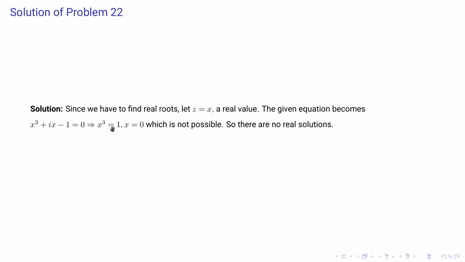Now x cube minus 1 is equal to 0 and x is equal to 0 because we compare real and imaginary parts. So if x is equal to 0, then 0 cannot be equal to 1, and x cube is equal to 1 means x will be the cube root of 1. So you see that there are no possible solutions. That means it has no real solution.